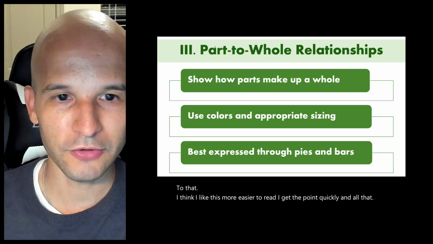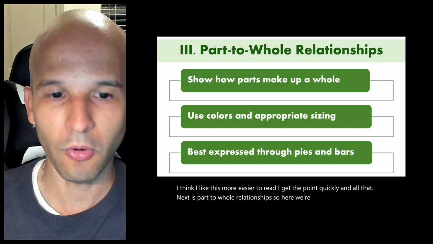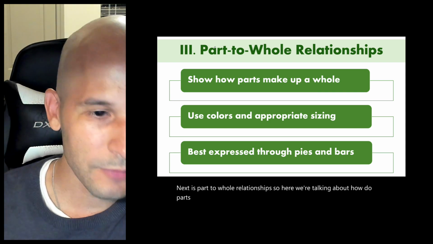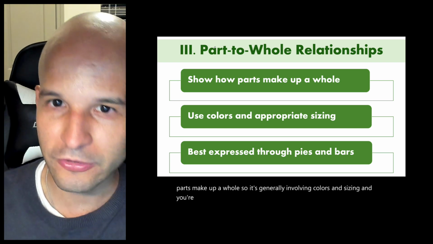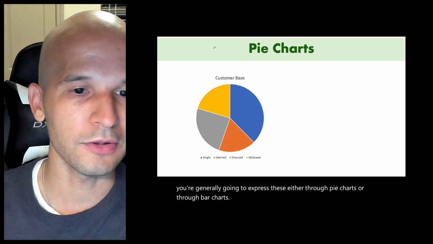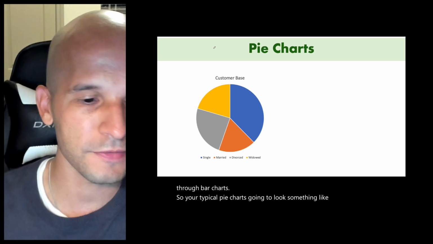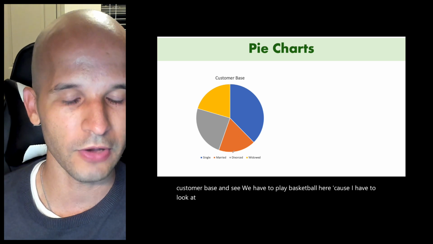Next is part-to-whole relationships. So here we're talking about how parts make up a whole. So it's generally involving colors and sizing, and you're generally going to express these either through pie charts or through bar charts. So your typical pie chart is going to look something like this. You're going to have your customer base, and see, we have to play basketball here because I have to look at what gray is and what orange is and all that.